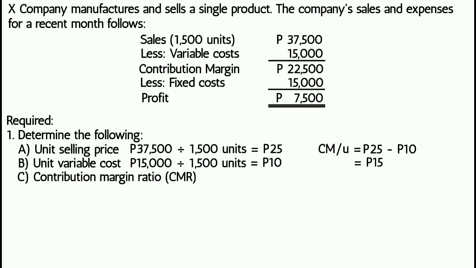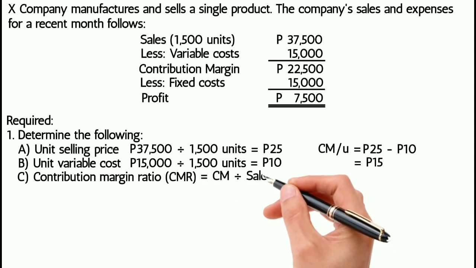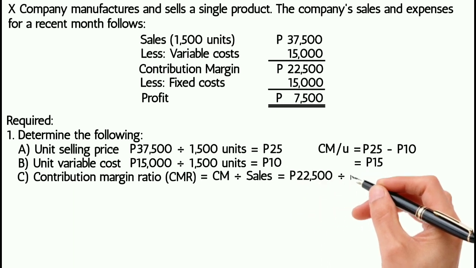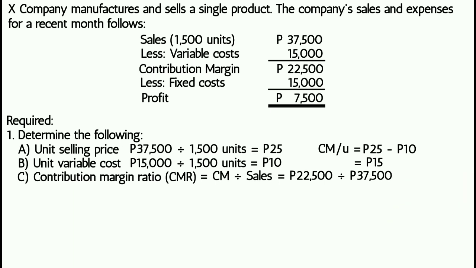Recall that the contribution margin per unit is equal to the selling price per unit minus the variable cost per unit. Next, contribution margin ratio or CMR. Contribution margin ratio or CMR is equal to contribution margin divided by sales. Ang contribution margin ay 22,500 pesos at ang sales ay 37,500 pesos. So 22,500 pesos divided by 37,500 pesos, that is equal to 60%. Therefore, the contribution margin ratio or the CMR is 60%.